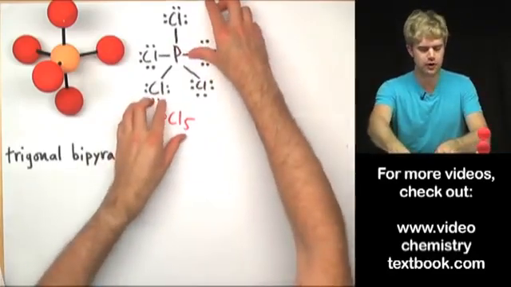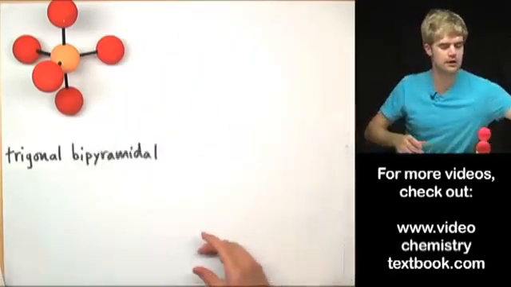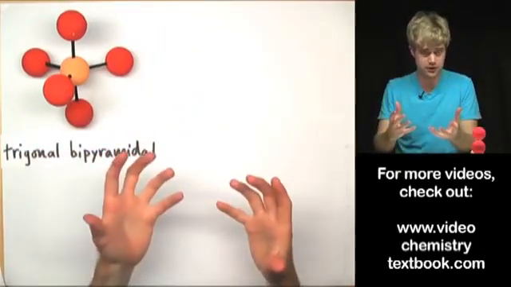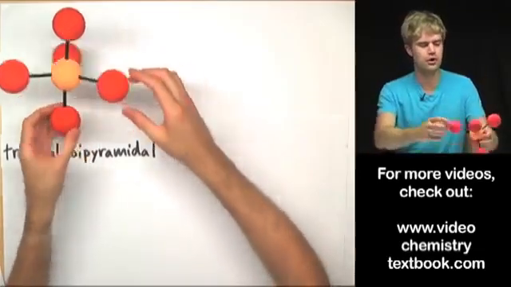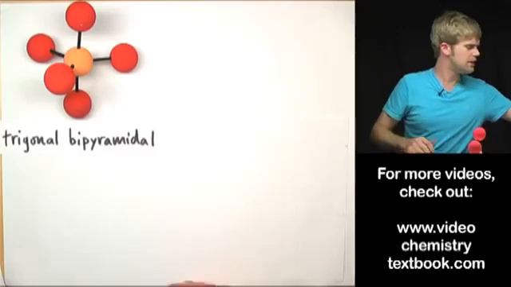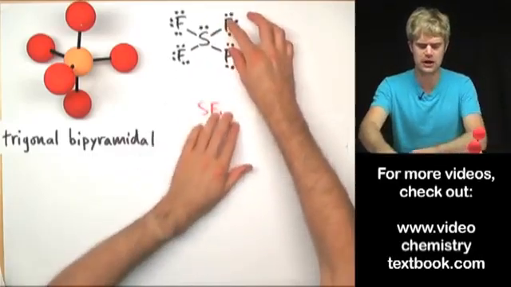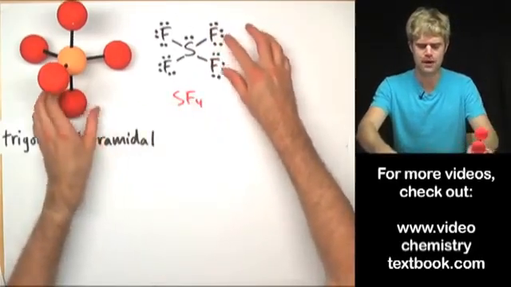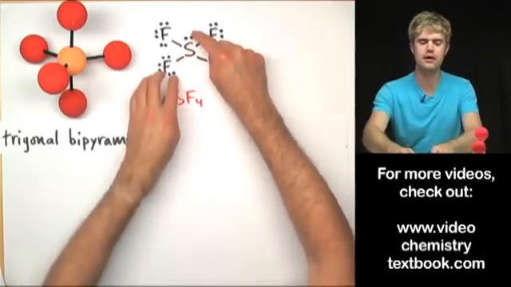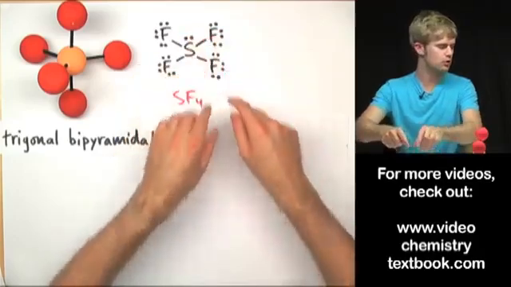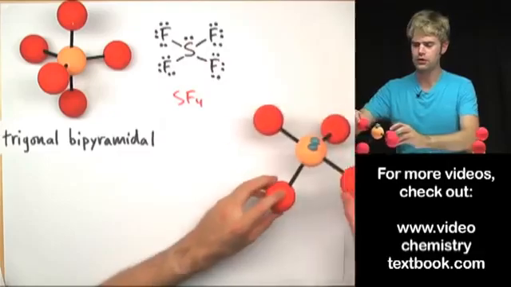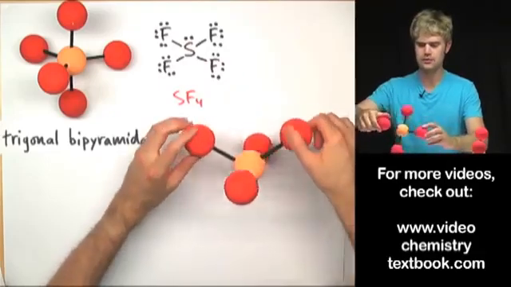I'm going to keep the trigonal bipyramidal up here because all of the other shapes for these molecules that have 5 things around the central atom are related to this trigonal bipyramidal shape. Okay, so here is the next molecule. We'll take a look at SF4. What this has is 4 bonds around the central atom, but then it also has a lone pair of electrons. So SF4 would look like this in 3 dimensions.